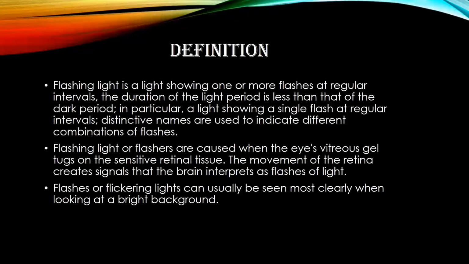A flashing light is a light showing one or more flashes at regular intervals. The duration of the light period is less than that of the dark period. In particular, for a light showing a single flash at regular intervals, distinctive names are used to indicate different combinations of flashes. Flashes or flickering lights can usually be seen most clearly when looking at a bright background.